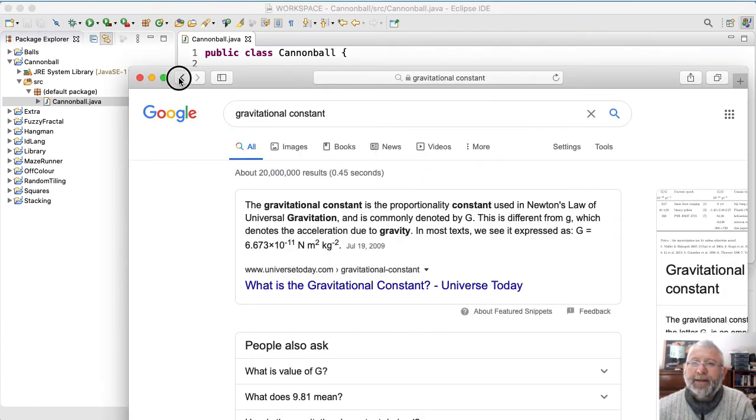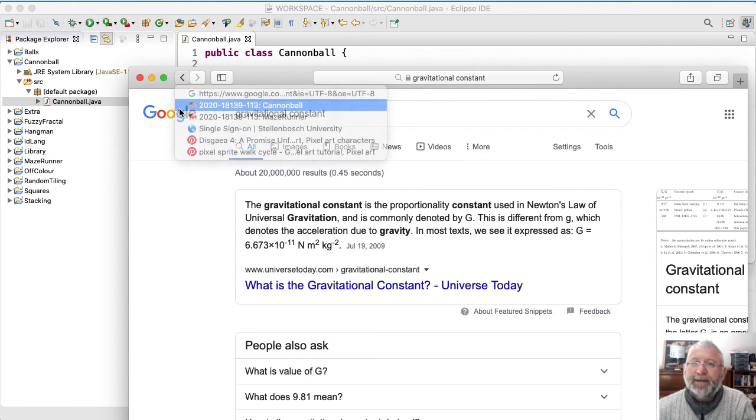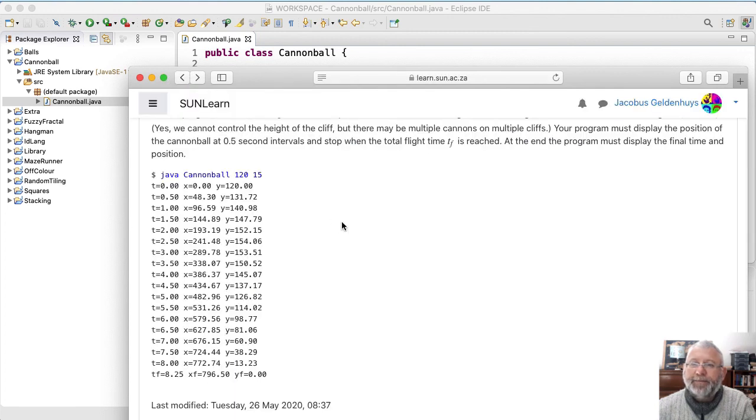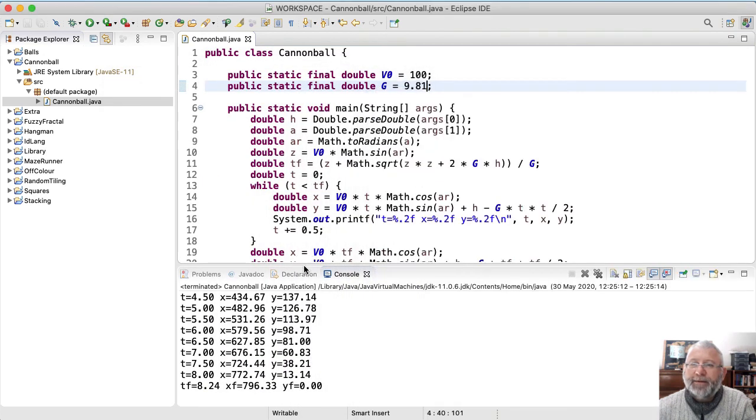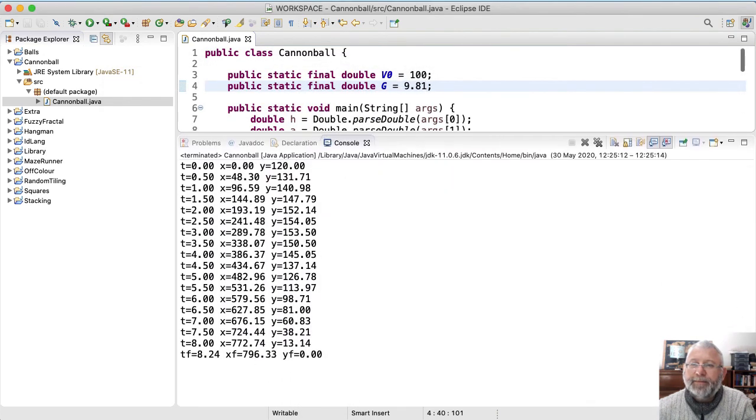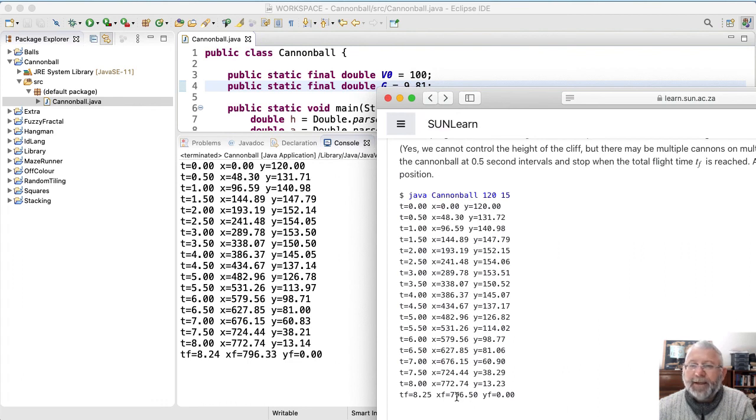Okay, and let's go back. Cannonball. What answers do we get now? I can see here at the end we get essentially exactly the same answer. There's a small difference. Maybe this program used an even more accurate value for G, but it's negligible. It's maybe a centimeter out, so that will be fine.